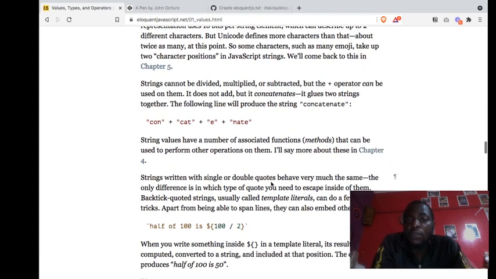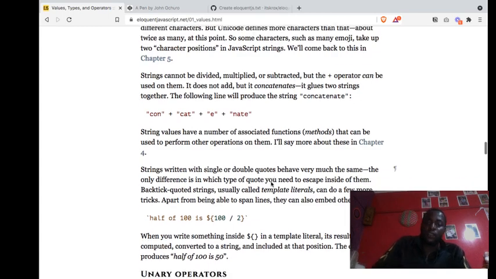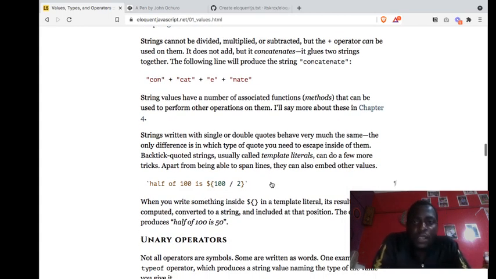Strings cannot be divided, multiplied, or subtracted, but the plus operator can be used on them. It does not add, but it concatenates. It glues strings together. The following line will produce the string "concatenate": "con" plus "cat" plus "e" plus "nate". String values have a number of associated functions, which are methods that can be used to perform other operations on them. I'll tell you more about this in chapter 4.